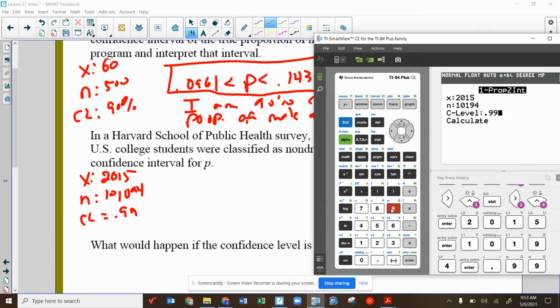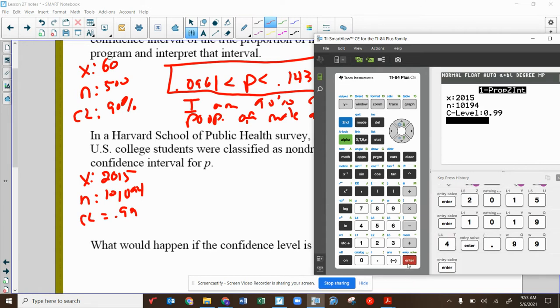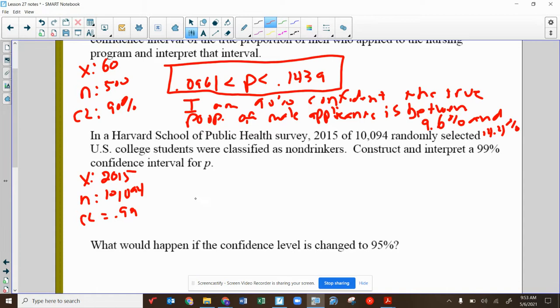Really, the thing you have to watch for is just make sure you type in everything correctly. Don't miss a number or put a wrong number in or something like that. So 0.187 to 0.208. So 0.187 less than p less than 0.208. So your interpretation would be I am 99% confident that the true proportion of U.S. college students who are non-drinkers would be between 18.7% and 20.8%.